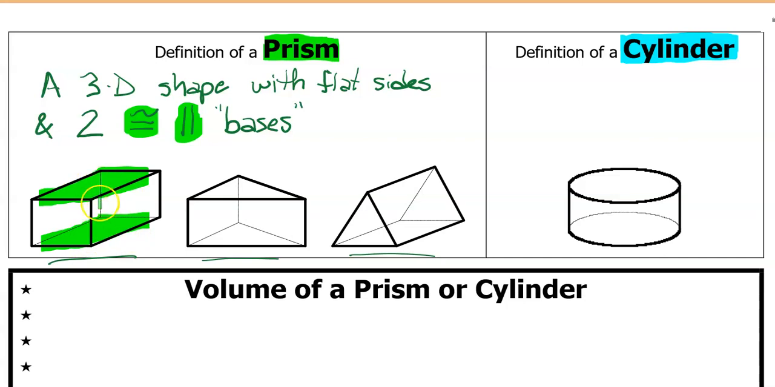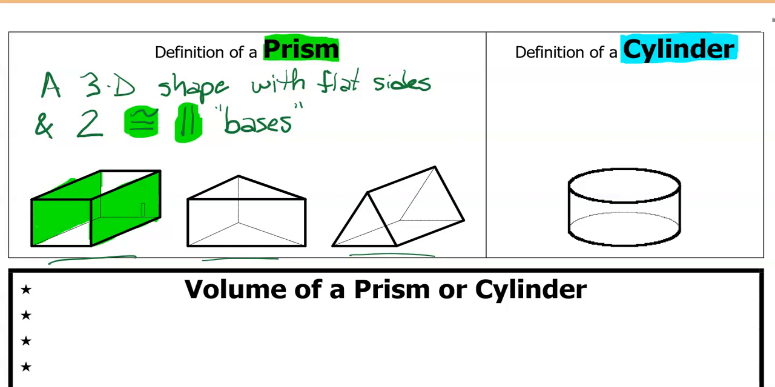I happen to choose the top and bottom, but for a rectangular prism, I actually have other choices as well. The front is a rectangle, and there is a matching congruent and parallel rectangle in the back, so I could say those are the bases. Likewise, I could do the left side, which is a rectangle, and then the right side, which is a congruent parallel rectangle. So for all of those reasons, that's a rectangular prism.